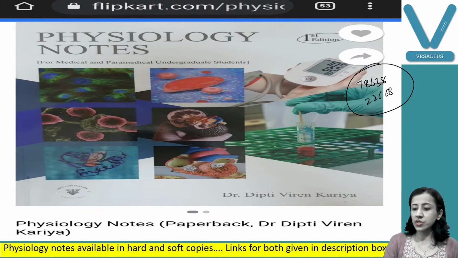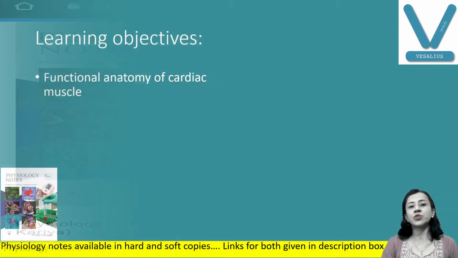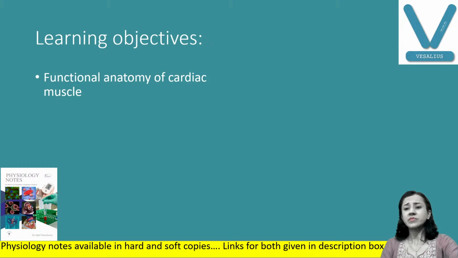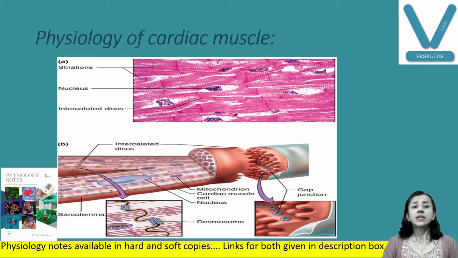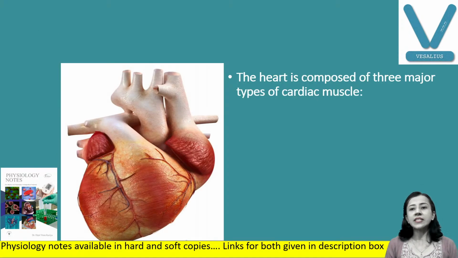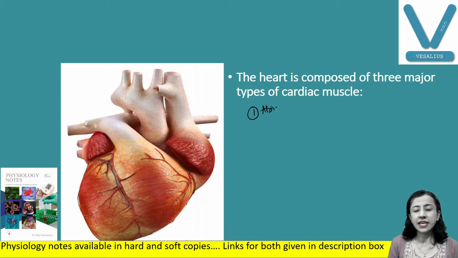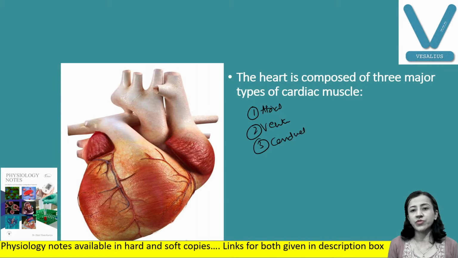Now let us start today's topic, that is functional anatomy of cardiac muscle. You can see here the structure, histology, as well as the diagram of the cardiac muscle. We will discuss in detail. Now the heart consists of three major types of muscles: one is atrial muscle, second is ventricular muscle, and third is the conductive system of the heart.